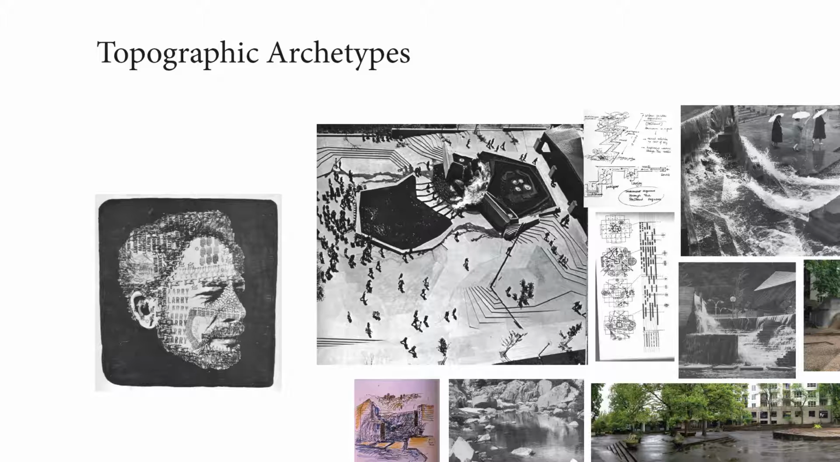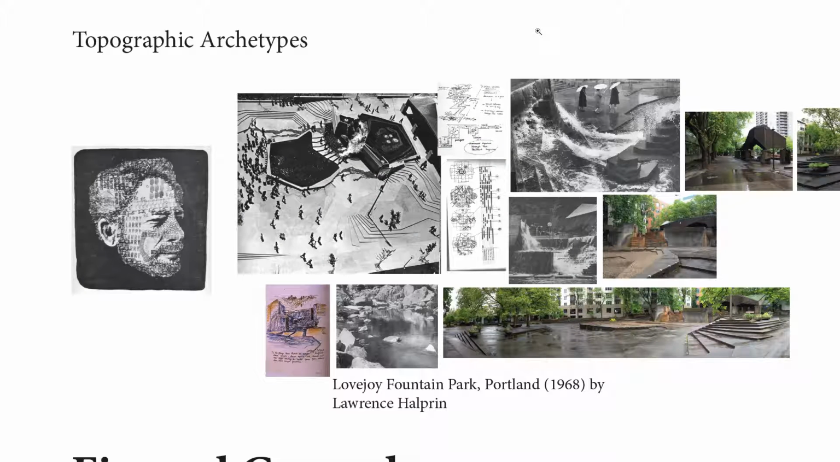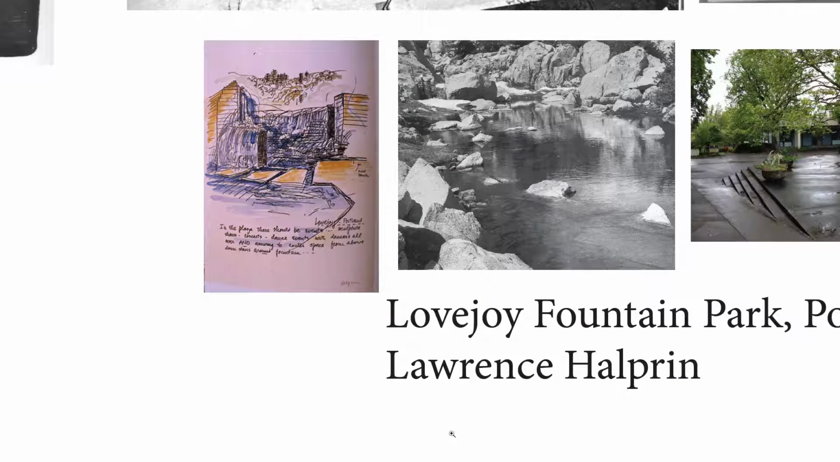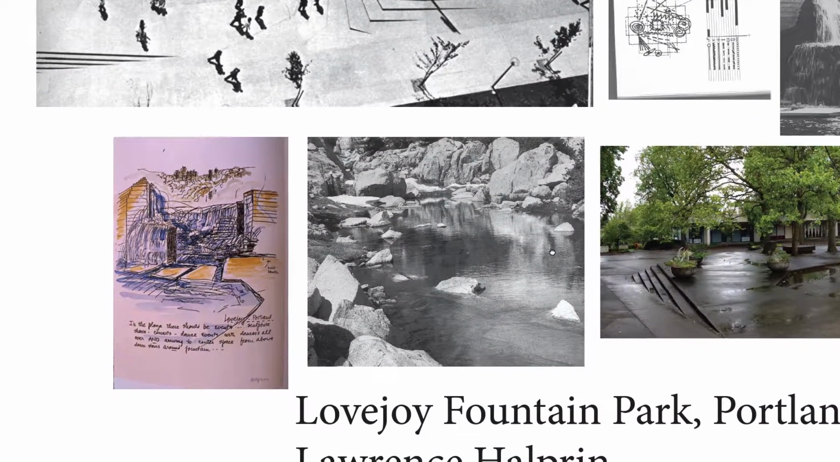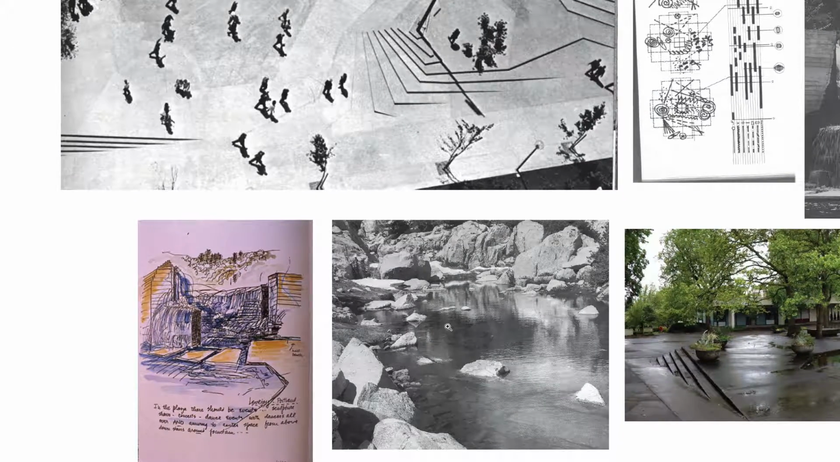Now, Halprin, this project, and so the archetype is the working between them, and I think Halprin, as Philippe said, was the idea of the mountain river and waterfall was the fundamental basis upon which Halprin developed his series of fountains in Portland. So this one is the Lovejoy Fountain, and it's probably one of the most dramatic of those fountains.